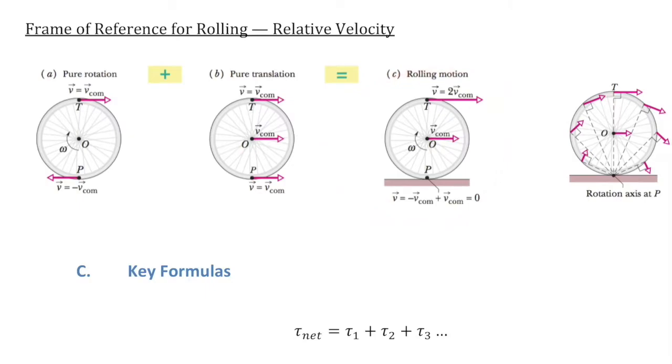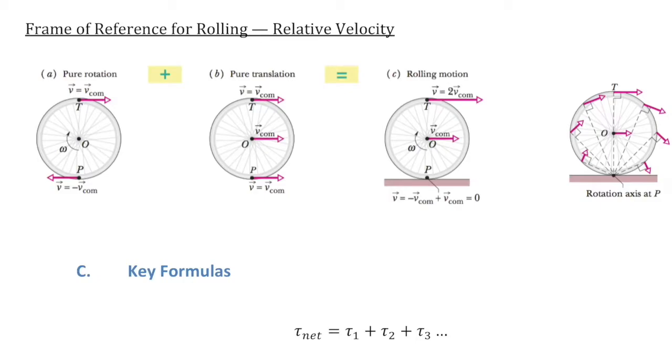Notice, it's a little odd. That means that relative to the ground, the top is moving twice as fast as the center. The center is moving at the standard rate relative to the ground. And then this point, which we call point P, isn't moving at all. Wait, what? What do you mean it's not moving? I mean, the whole thing is moving. But relative to the ground, it's not.